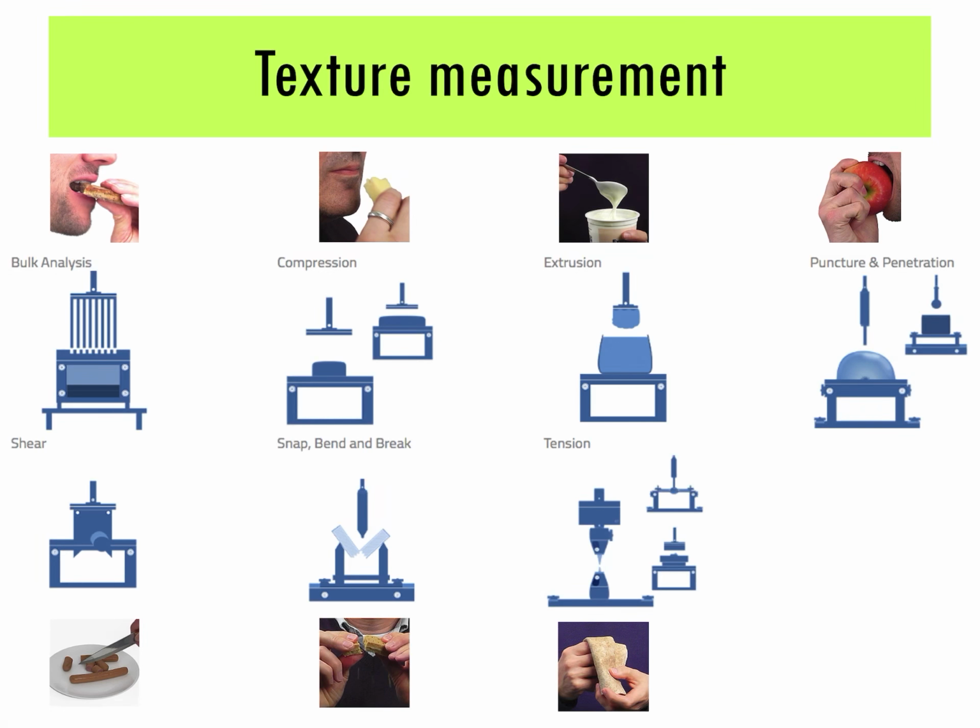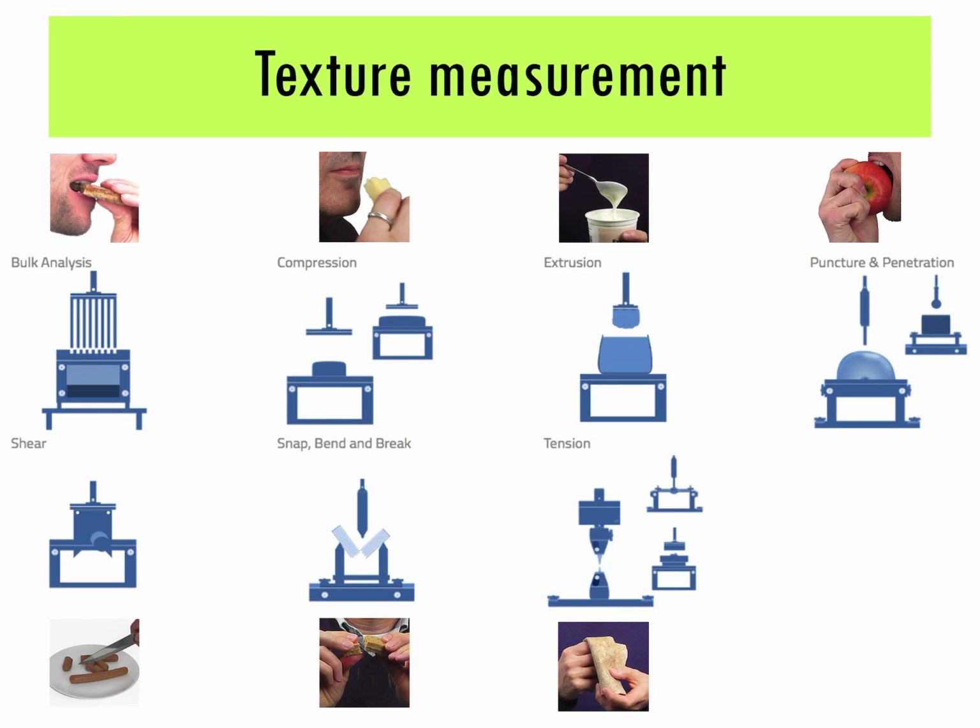The equipment used for measuring the texture of foods tries to mimic what happens in the mouth. This one we call the texture analyzer. The texture analyzer has many probes to measure, depending on what we want to mimic.